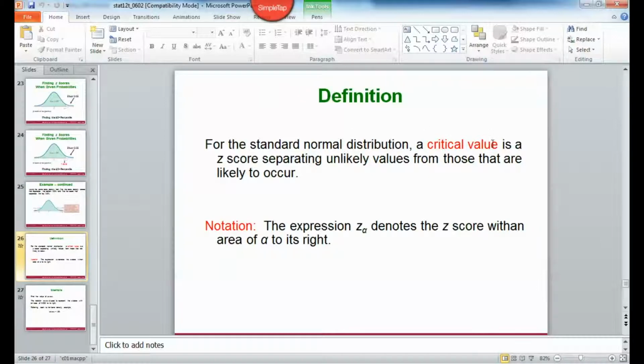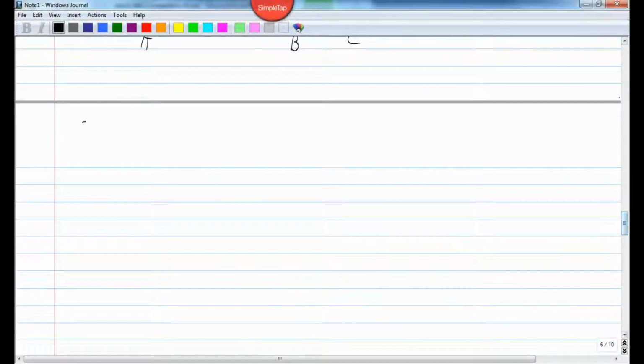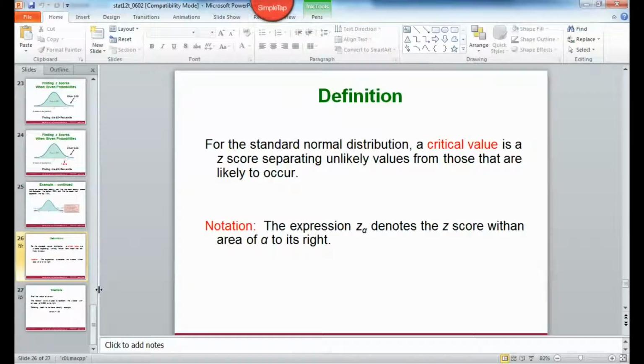For a standard normal distribution, a critical value, a very important concept, is a z-score separating unlikely values from those that are likely to occur. The expression z sub alpha, that's a lowercase alpha, denotes the z-score with an area of alpha to its right. So, z sub alpha. A critical value is a z-score separating unlikely values from those that are likely to occur. The expression z sub alpha denotes a z-score with an area of alpha to its right.